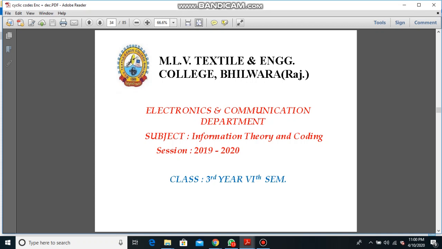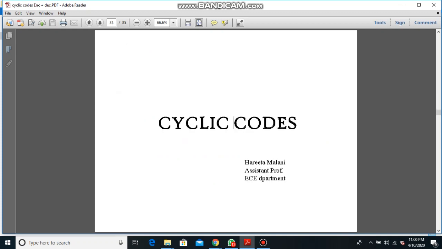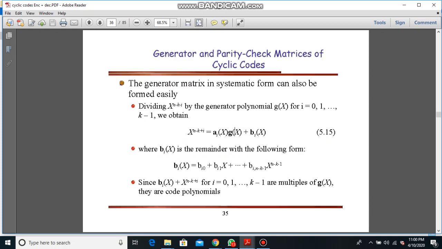I, Harita Malani, work as an assistant professor in the Electronics and Communication Department of MLP Textile and Engineering College, Bhilwara. Today I am going to discuss, in continuation with my previous topic, cyclic codes of the subject Information Theory and Coding. Next I will discuss generator and parity check matrices of cyclic code.